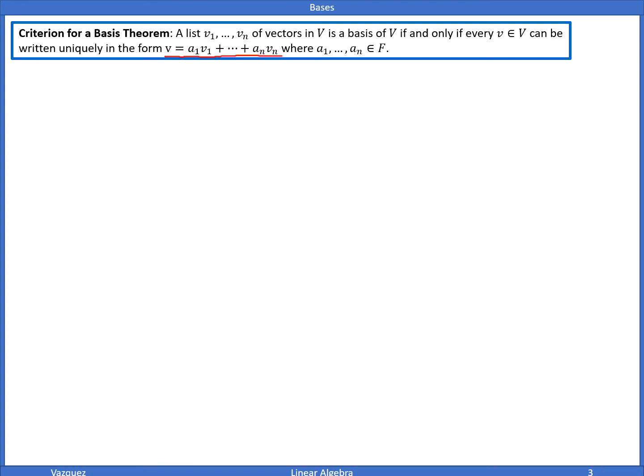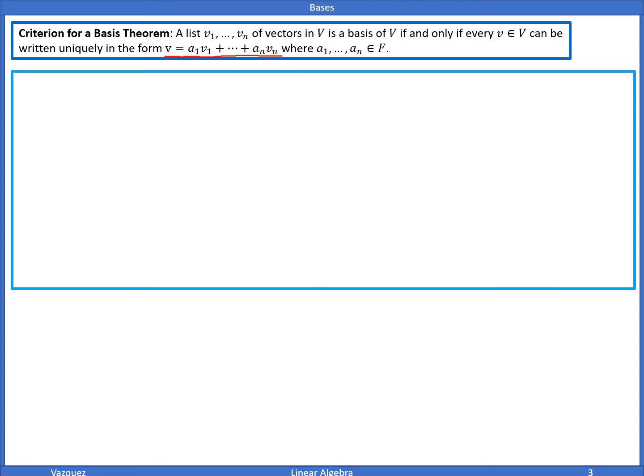This is an if and only if proof, a biconditional theorem, so we're going to have to prove both directions. Luckily, it's a bit short.